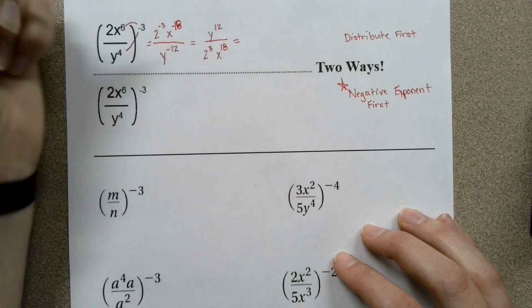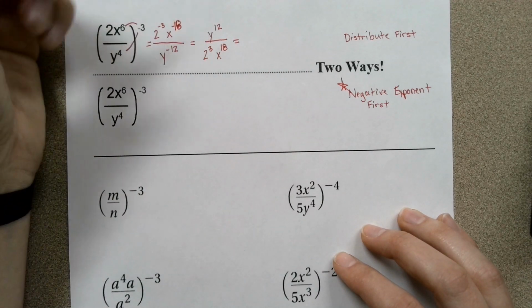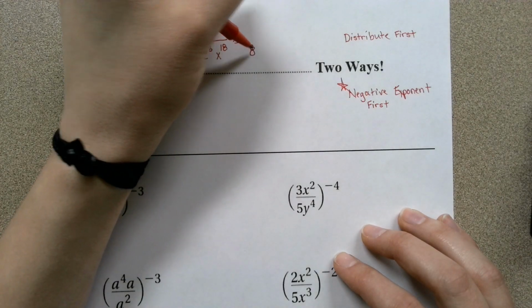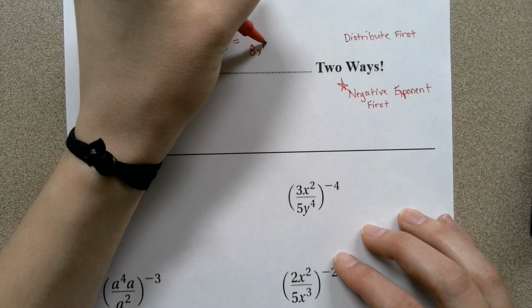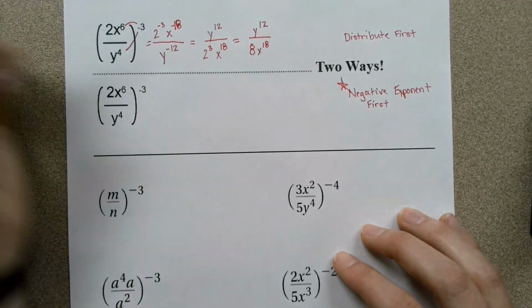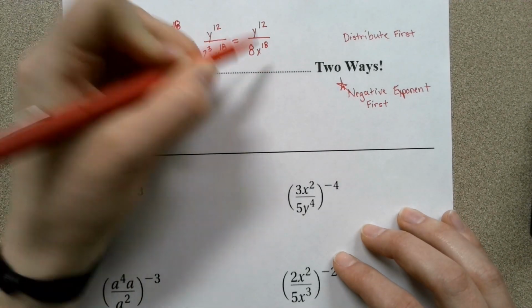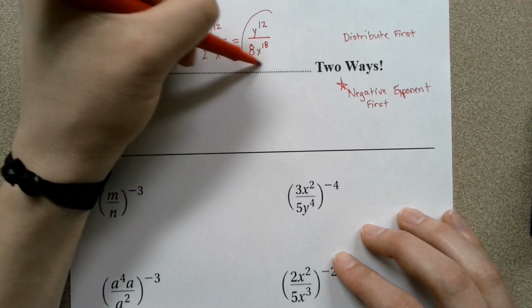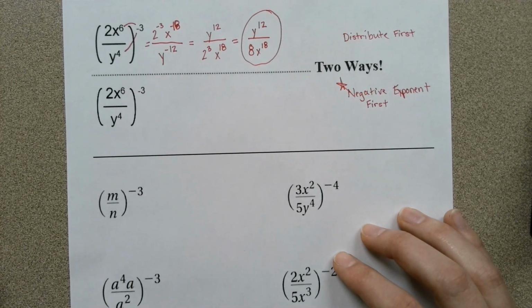And from there, we have one more piece to simplify, because we know that 2 to the third is 8. So that gives us 8x to the 18th under y 12th. Again, not the same variables, no fraction to simplify, so this is our final answer.